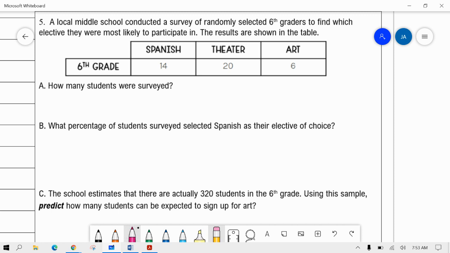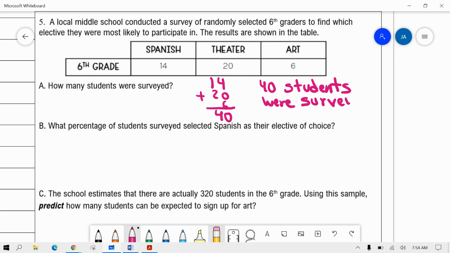So in order to calculate this, we're going to have to add all of the number of students that took those elective classes. So 14 took Spanish, 20 took theater, and 6 took art. If we add those together, we get 40. So 40 students were surveyed.